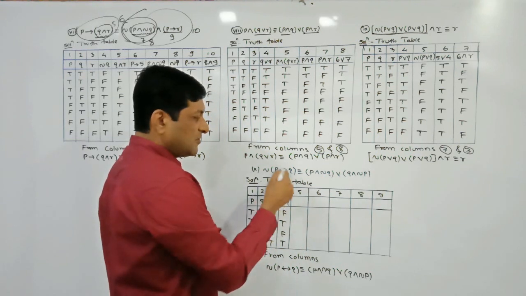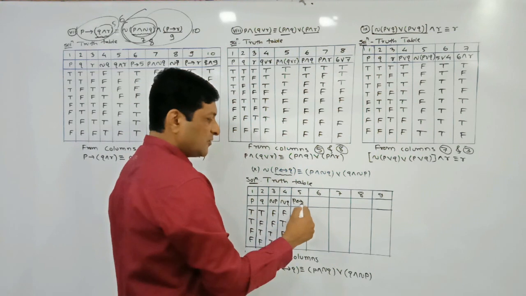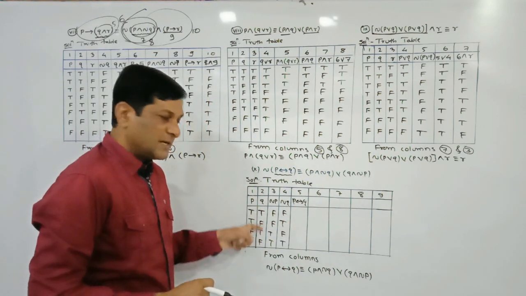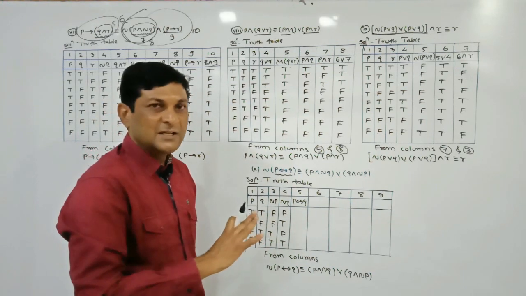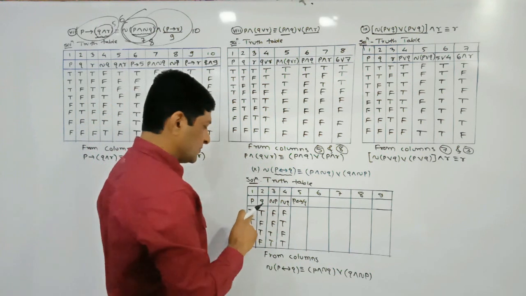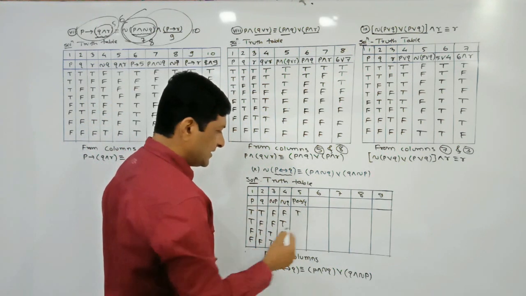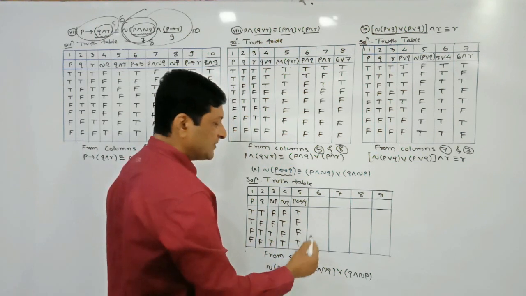Now find out the truth value of the first part. To find it, first we have to find out P if and only if Q. Means these two statements we are connecting by double implication. In case of double implication, when truth values are identical, at that time double implication is true. So both are identical, so true. Here not identical, not identical, so false, false. Here again truth values are identical, so it will be true.